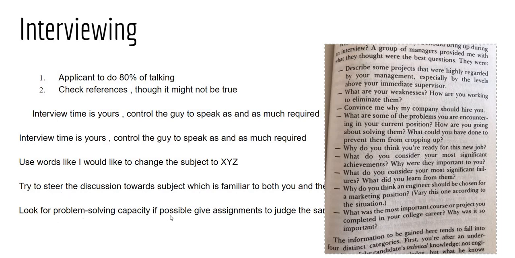Look for problem solving capacity and if possible, give assignments to judge the same. Now, there could be a possibility that if you are hiring someone for a role, he might not be a perfect fit, but you feel that yes, there is a lot of potential. Contrary to what we discussed earlier in appraisals, here you may recruit someone based on potential.